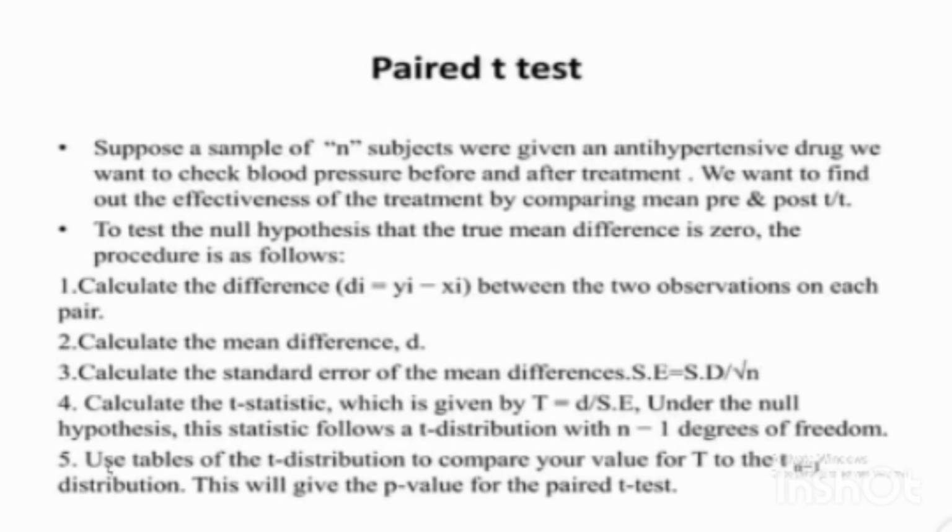The fifth step is to use the t table of the t distribution to compare your value for t to the distribution, which will give the p-value for the paired t-test.